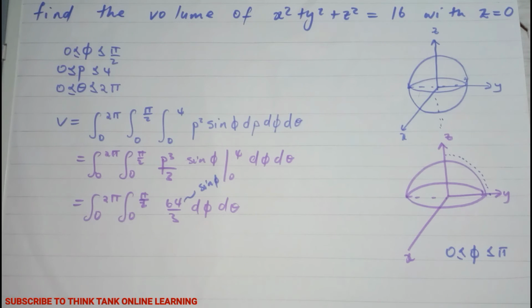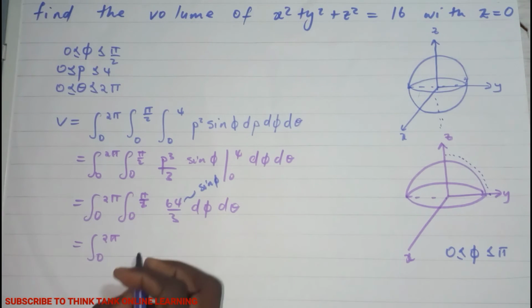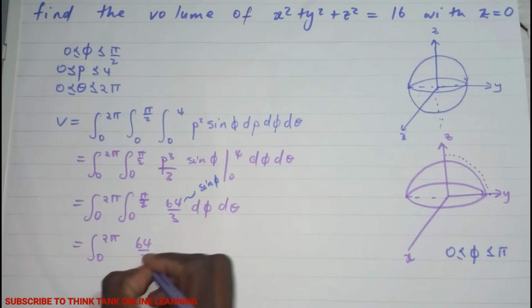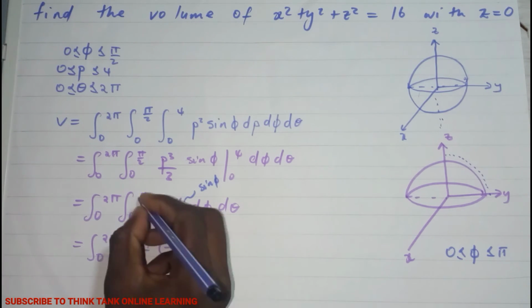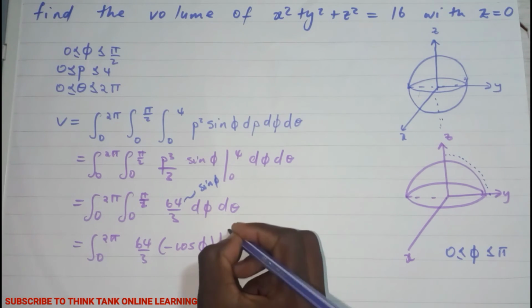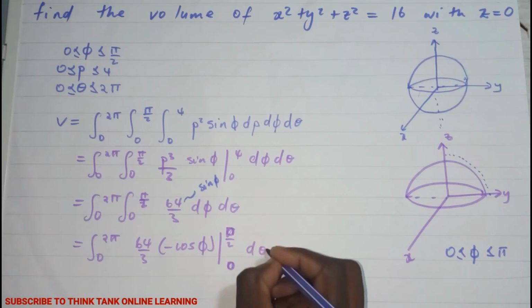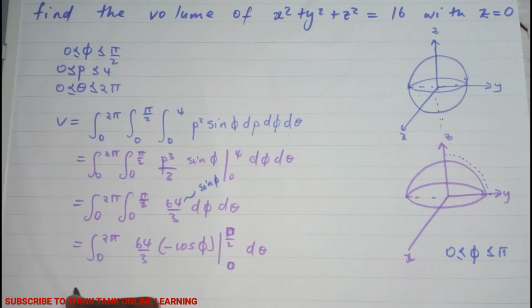So now I integrate with respect to phi. If we integrate sine, we get negative cos. So from 0 to 2 pi, I'm going to have 64 over 3 times negative cos phi, with limits from 0 to pi upon 2, then d theta. And you should know that cos pi upon 2, remember that your calculator should be in radians.